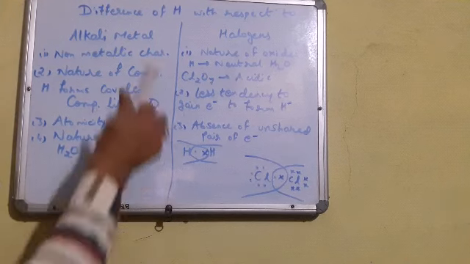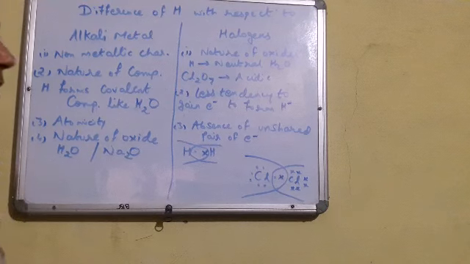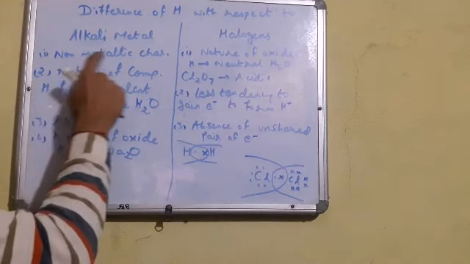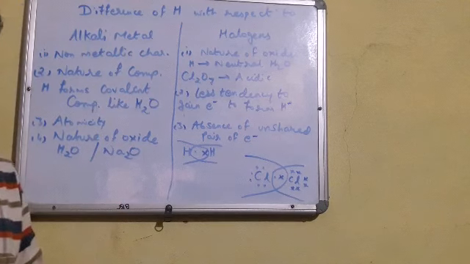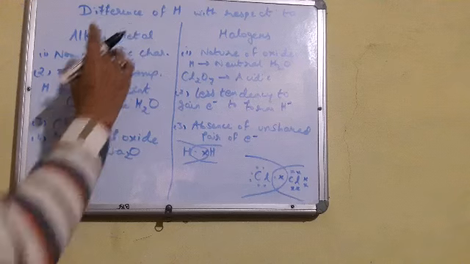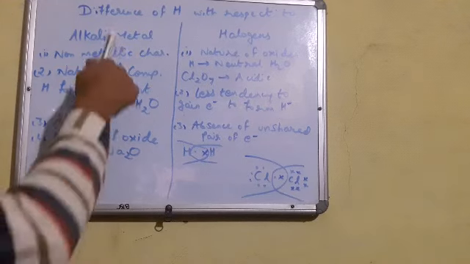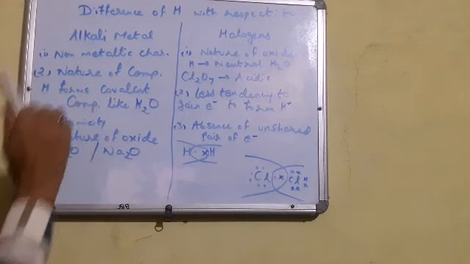Let's see first of all with respect to alkali metals how hydrogen is different. First is non-metallic character. Hydrogen shows non-metallic character, that means it is a non-metal, whereas in the first group, all elements are metals. They show the properties of metals like ductility and malleability, but hydrogen behaves like a non-metal. That is the first difference. Second is nature of compound.